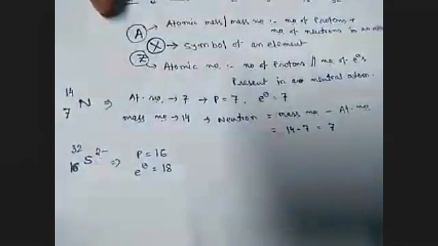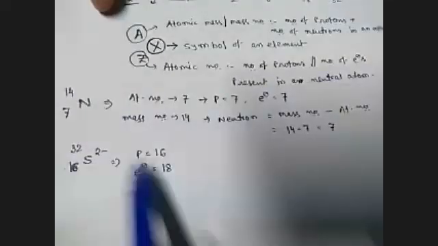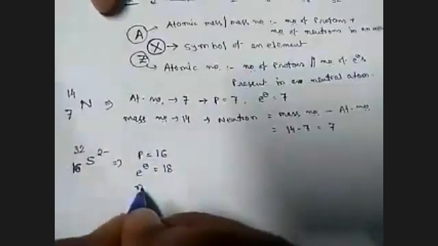Sulfur, 16, 32, 2 minus. S for sulfur we know. Here atomic number is 16, mass number is 32. So what about protons? 16. Electrons? 18, because 2 electrons have been added to it. And neutrons will be 16.